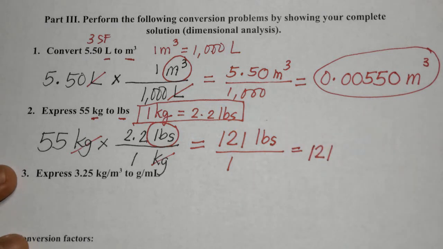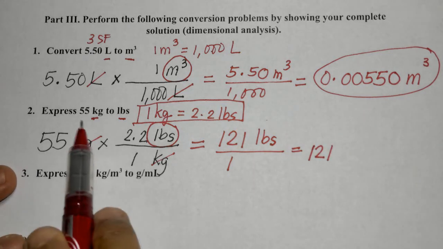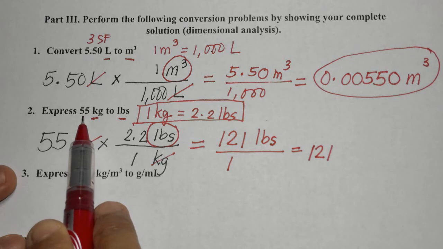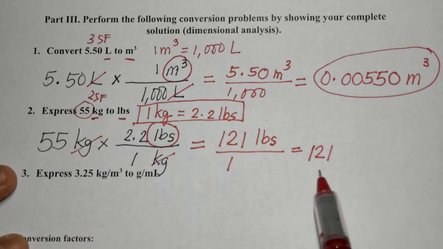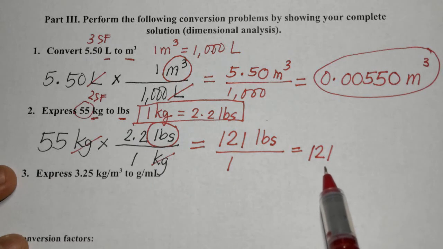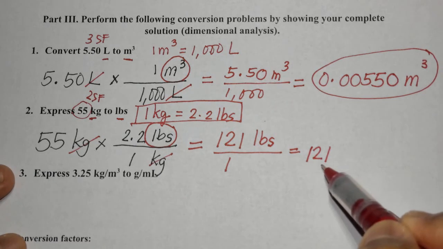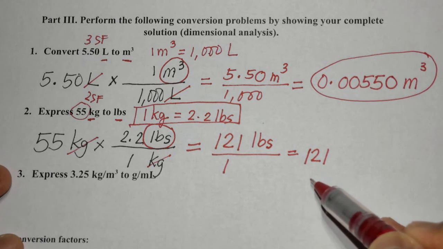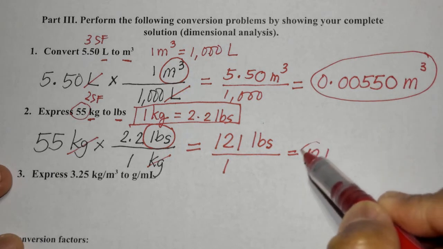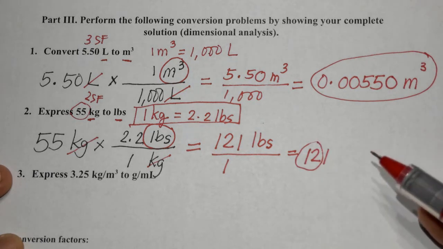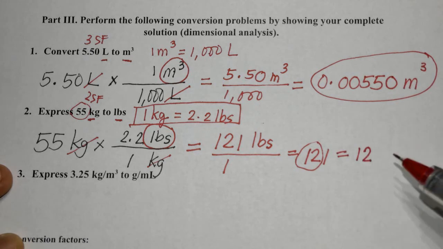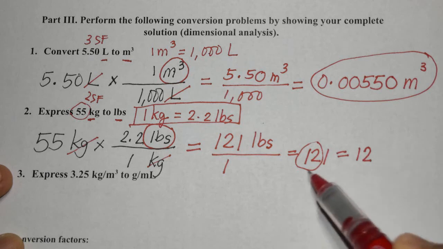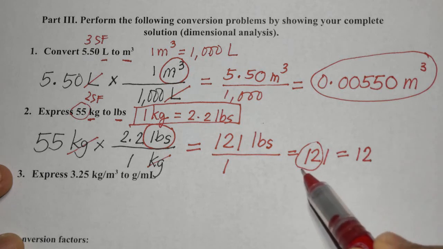However, let's go to the significant figures. 55 has how many SF? 2 SF. How many SF is 121? 3. How do we make 3 SF into 2 SF? So we focus on the first two, right? Is writing 121 into 12 making it correct? No, because the value of the 1 here is 100.